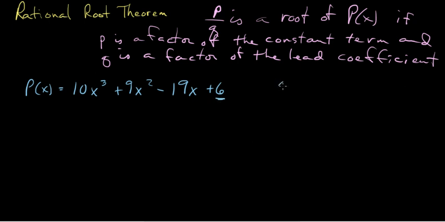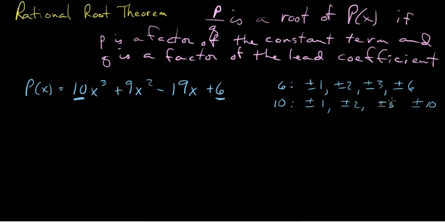So what are the factors of 6? We've got plus or minus 1, plus or minus 2, plus or minus 3, plus or minus 6. In other words, 1 times 6 would be 6, 2 times 3 will be 6, and so those are the factors of 6. And then q has to be a factor of the lead coefficient. That's the lead coefficient. So what are the factors of 10? Plus or minus 1, plus or minus 10, plus or minus 2, plus or minus 5. Okay, so those are the factors of 10.